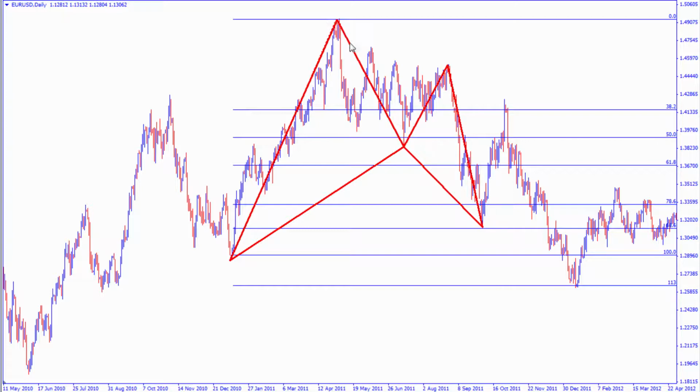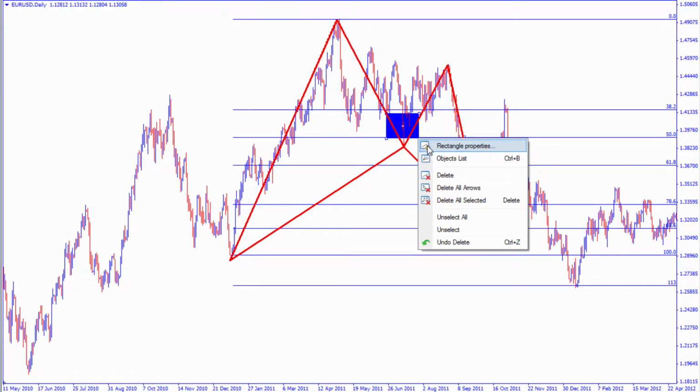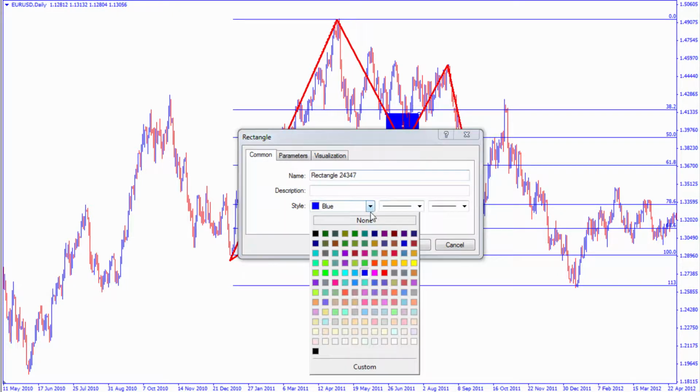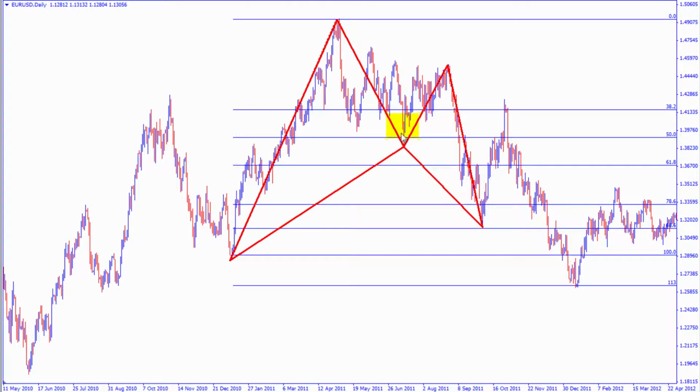So the market has its halfway point, 50%. So it went between a 38 and 50% zone. All right, this right here, the 38 to 50% zone. And we'll make this nice and pretty. We'll put a nice color there, okay?